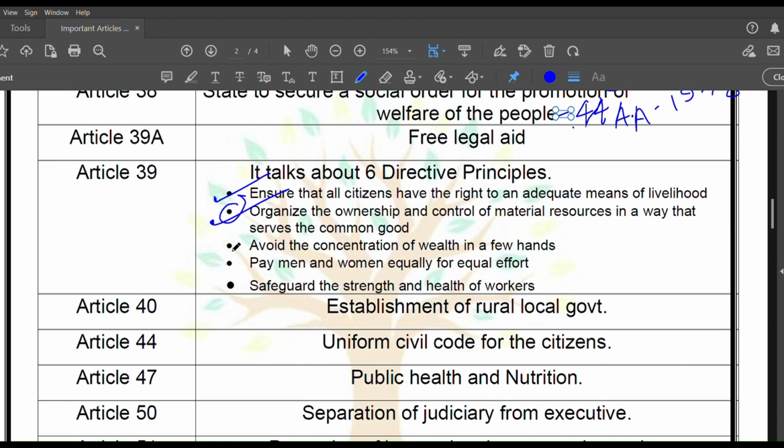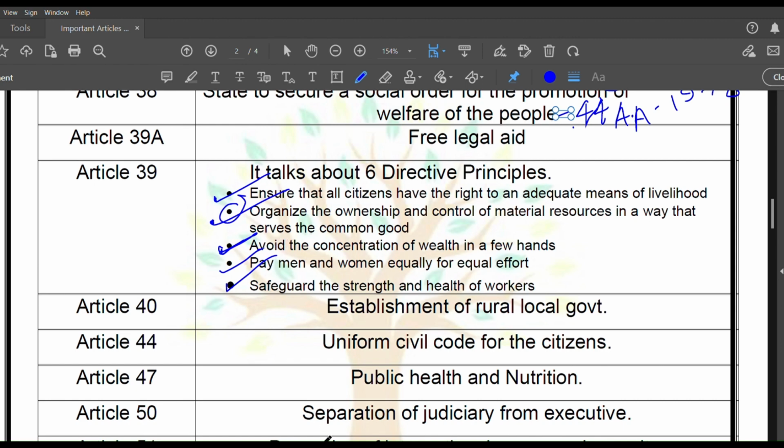Next, avoid the concentration of wealth in few hands. We should ensure that wealth is not going into only a particular section. Pay men and women equal pay for equal effort. And the last one is to safeguard the strength and health of workers.